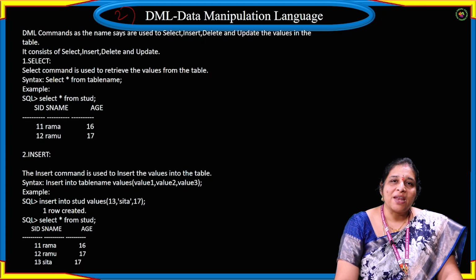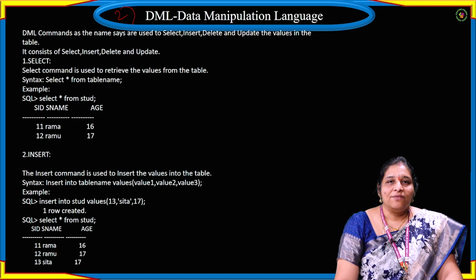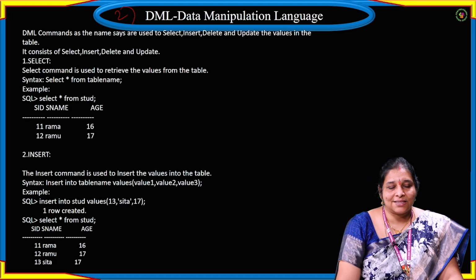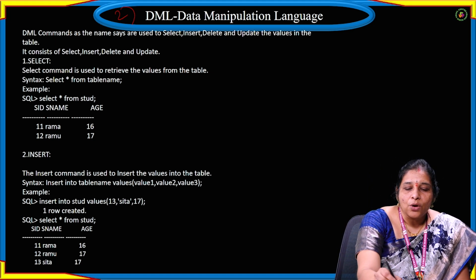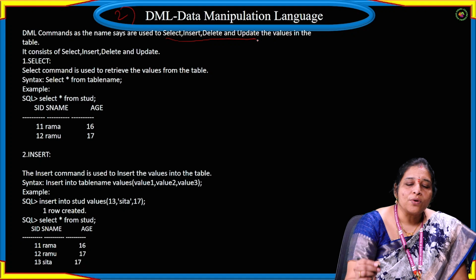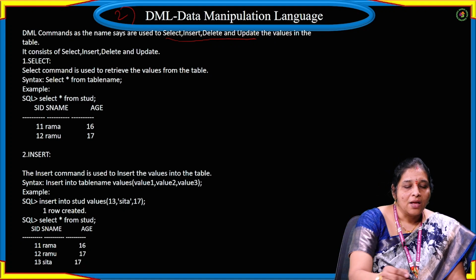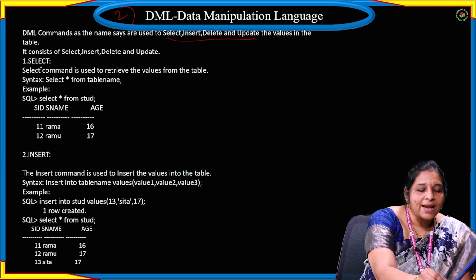As the name says, manipulation means here we can insert, we can update, we can remove the values. So these DML commands mainly deal with the contents of your table, or the values or the instance. Here we are going to deal with 4 commands: select, insert, update and delete. The first one is select.